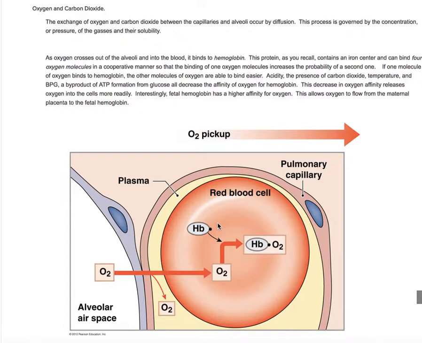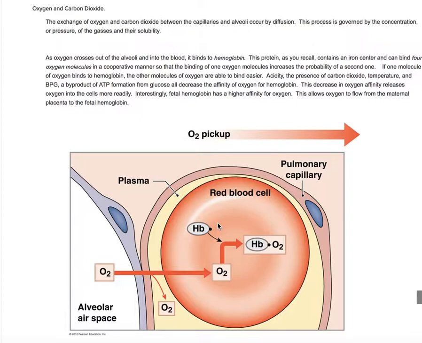It really holds tightly, but then there are things that change the hemoglobin, or shift it a little bit, to help hemoglobin release the oxygen. Those things are carbon dioxide, temperature, and something called BPG, which is a byproduct of ATP. All of those help change the hemoglobin a little bit so that it's more likely to release oxygen. As you get closer to the cells, the pH will change, and the presence of the BPG will change, and so then you release oxygen at the cells.